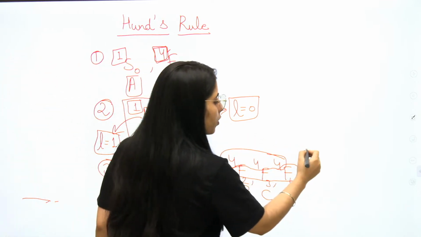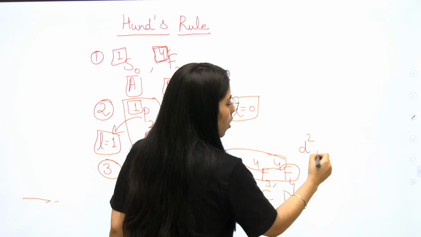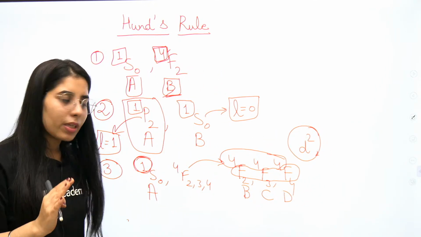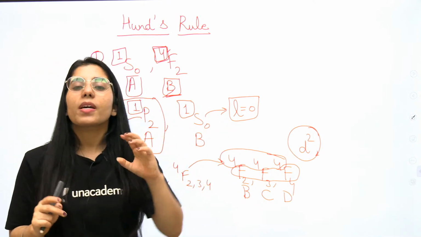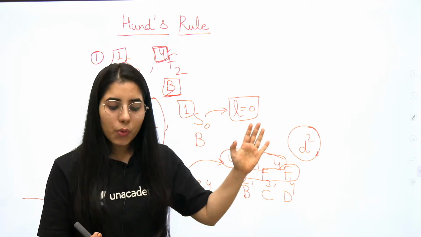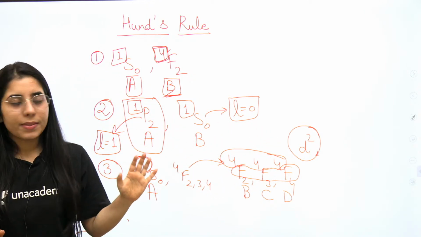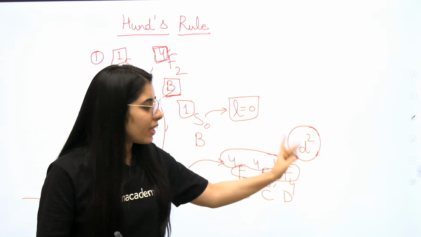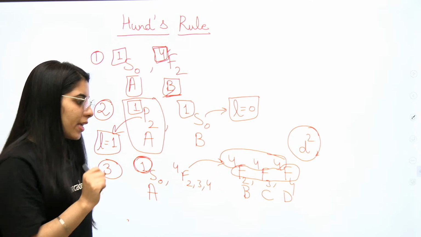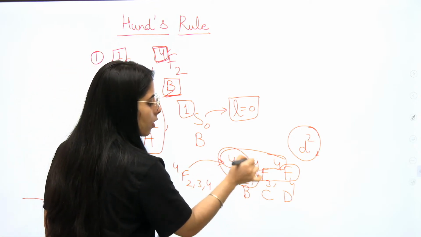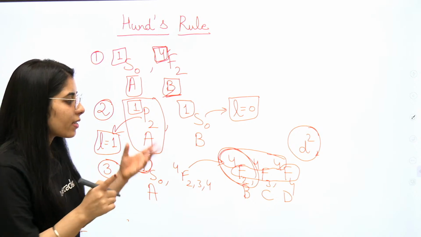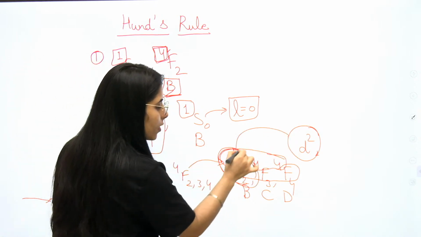Now if I am talking about the case D2, what is it? It is the less than half filled case. In the d orbital, how many maximum number of electrons can be there? 10. But right now it's just 2. So less than half filled case. Whenever it is the less than half filled case, the lowest J value will have the lowest energy, which means 4F2 will have the lowest energy. But in which case? In this case.